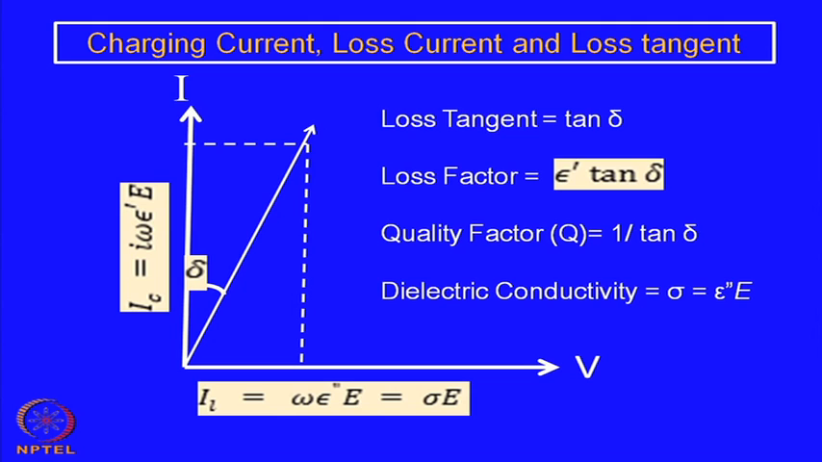So, that is the quality factor, and finally, which we have already discussed, the dielectric conductivity sigma, that is epsilon double prime multiplied by the electric field E. Okay. So, dielectric conductivity also is a parameter which determines how much is the leakage current, and the higher the leakage current, the higher will be the tan delta and the lower will be the quality factor. And the loss factor will also be high. So, these are the 4 parameters based on this angle between the resultant and the current axis.